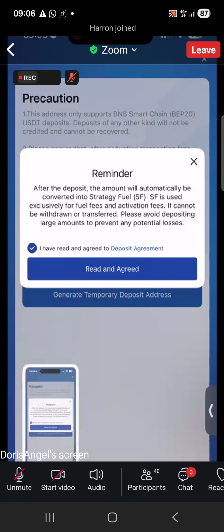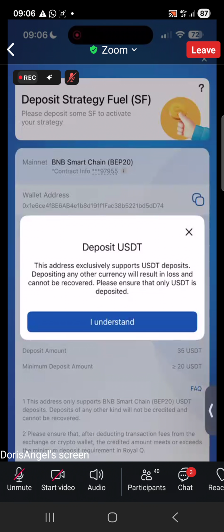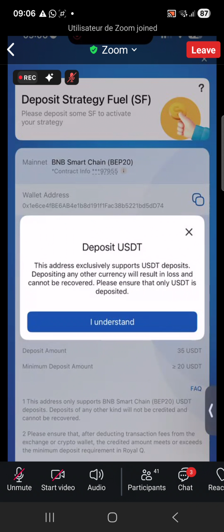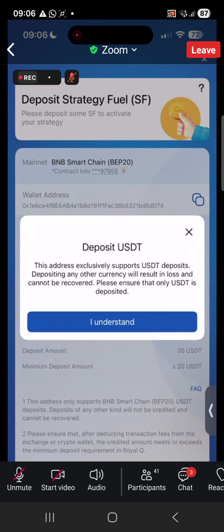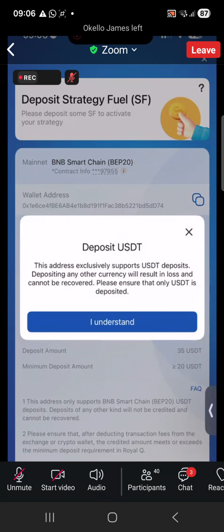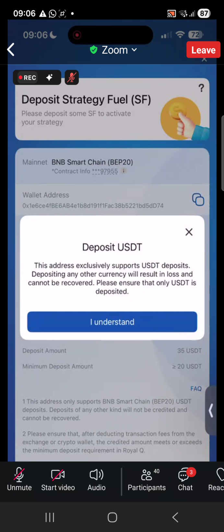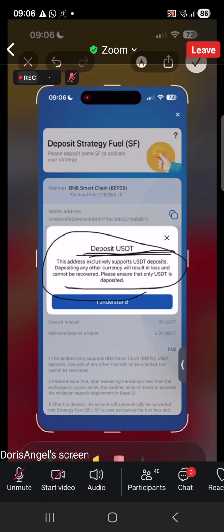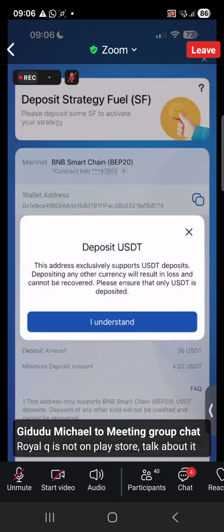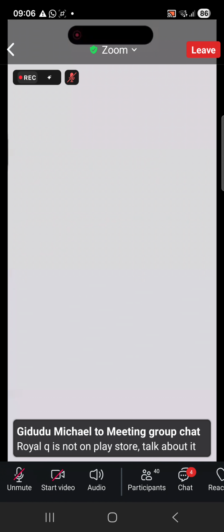Is it us or RoyalQ? It is you who didn't pay attention to simple instructions. It will cost you. We are not joking over here, or else you end up losing your hard-earned money. So you tap on I understand, then you copy the wallet address.